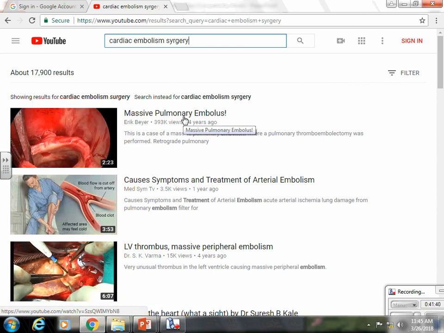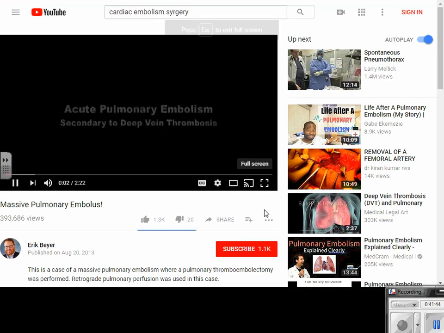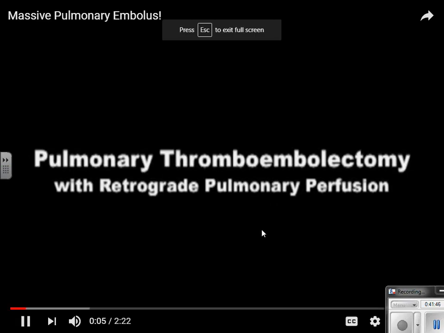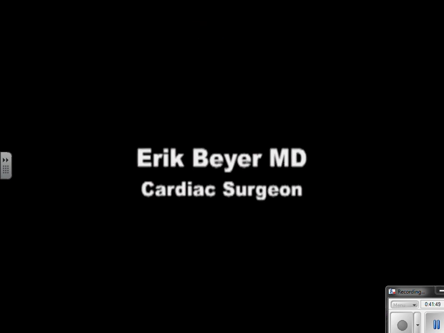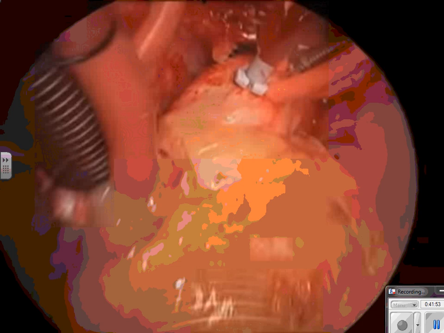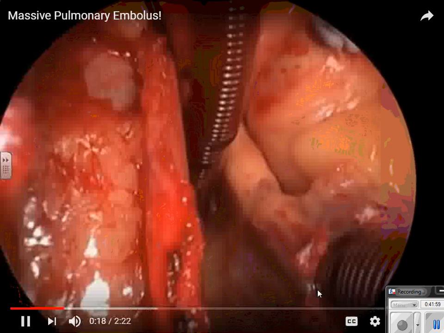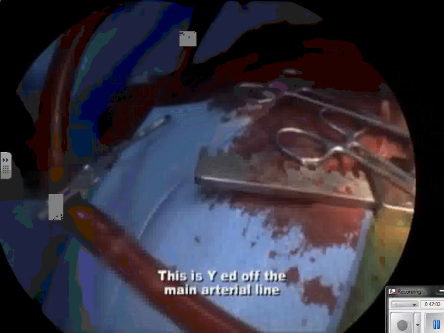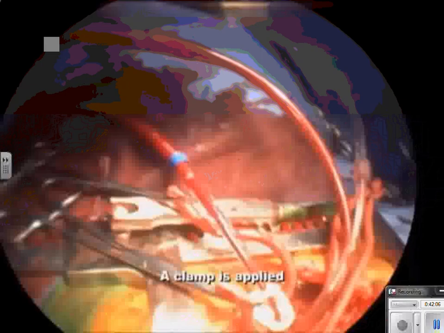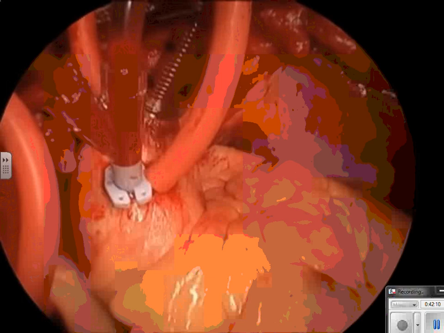This is a case of an acute pulmonary embolism from a deep vein thrombosis. Here we're performing a pulmonary thromboembolectomy using retrograde pulmonary vein perfusion. Here we've established the patient on cardiopulmonary bypass. An arterial line is placed in the right superior pulmonary vein, as seen here. This is wired off of the arterial cannula and clamped. As you can see, the clamp is in place. We are on full cardiopulmonary bypass support. The next step is to apply the aortic cross clamp and achieve cardiac arrest.